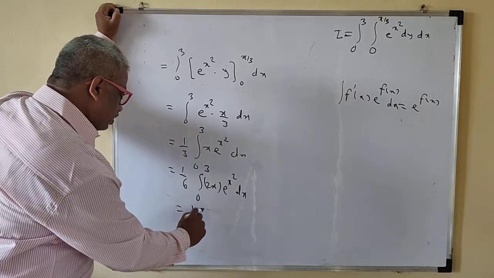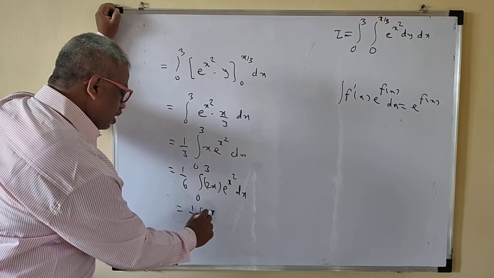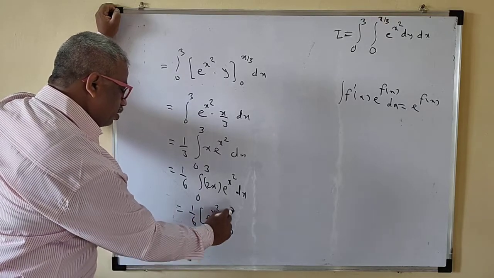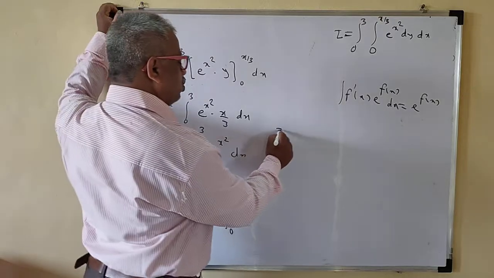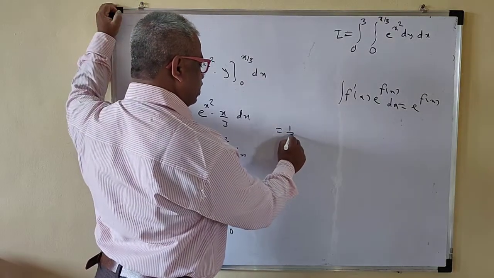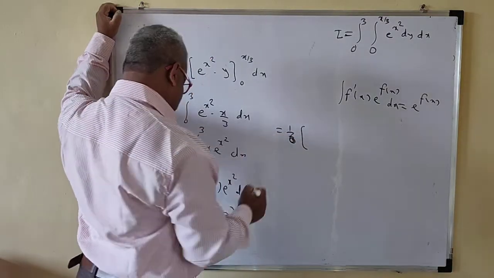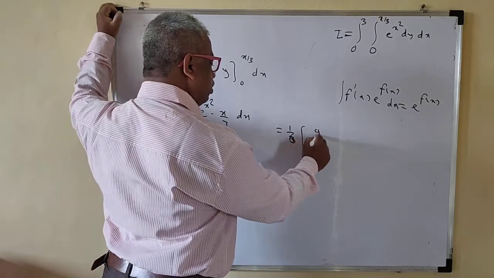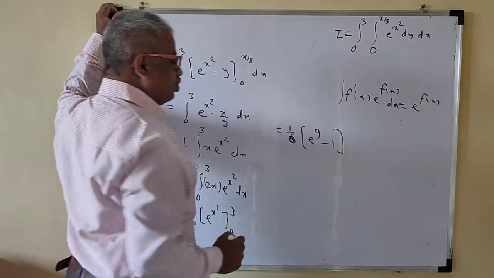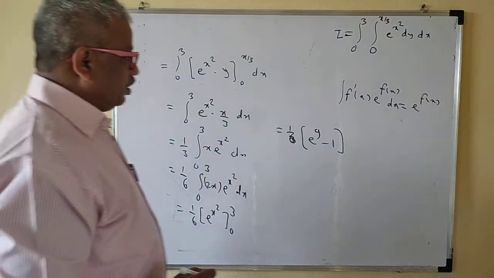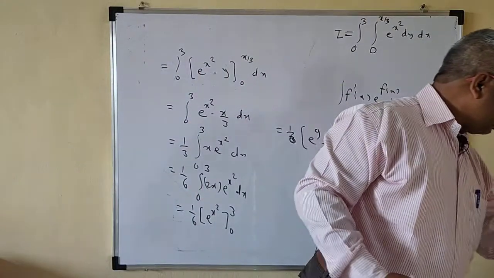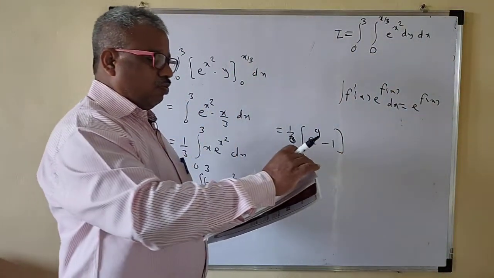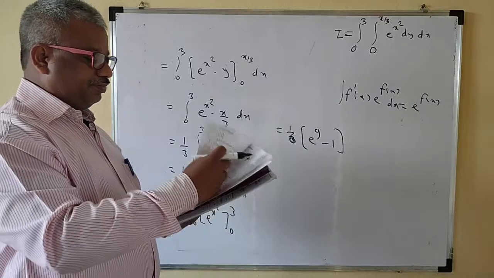So we can directly integrate. This is 1 by 6 as it is, and e raised to x square, from 0 to 3. So this is 1 by 6 times e raised to 9 minus 1. This is your required answer. Okay? We'll solve the next problem.